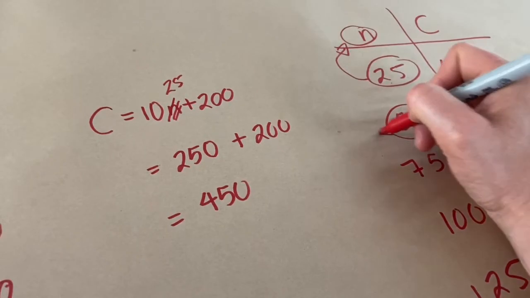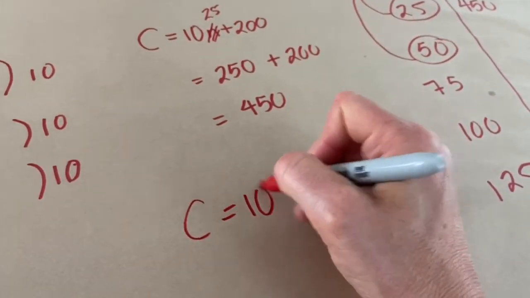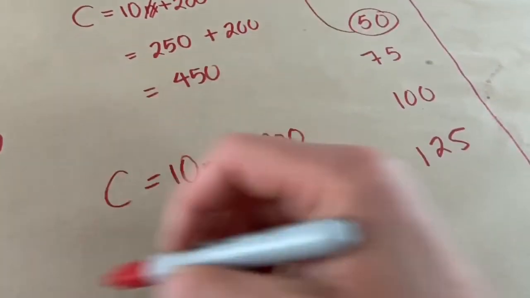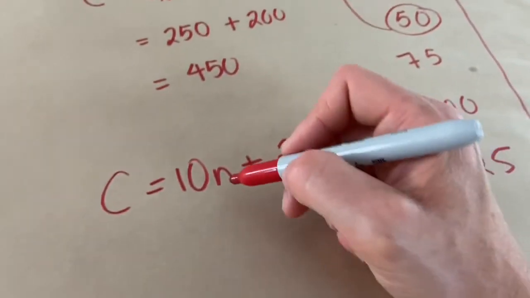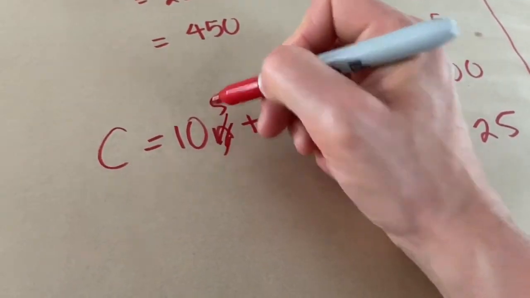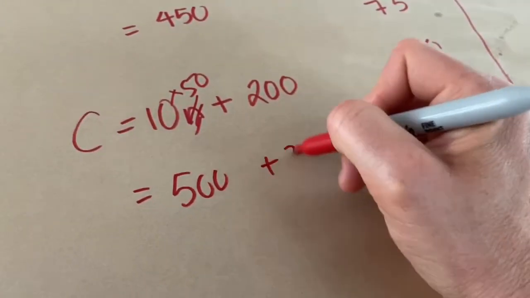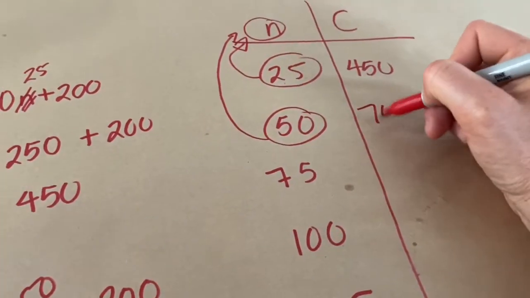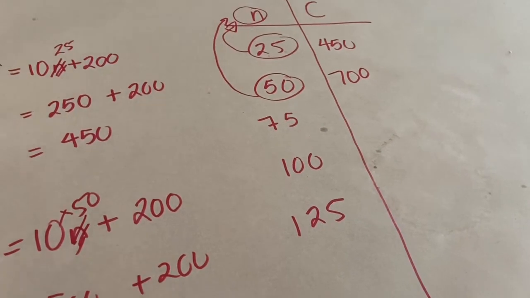Next part, my N is equal to 50. So C is equal, you always write down the same algebraic model. You start with this equation and then you find the answer. So now my N is 50. So I cross off my N, I put a 50 here. 10 times 50 is 500 plus 200 gives me 700. And you could go ahead and complete the whole table of values like that so that you could then make your graph.